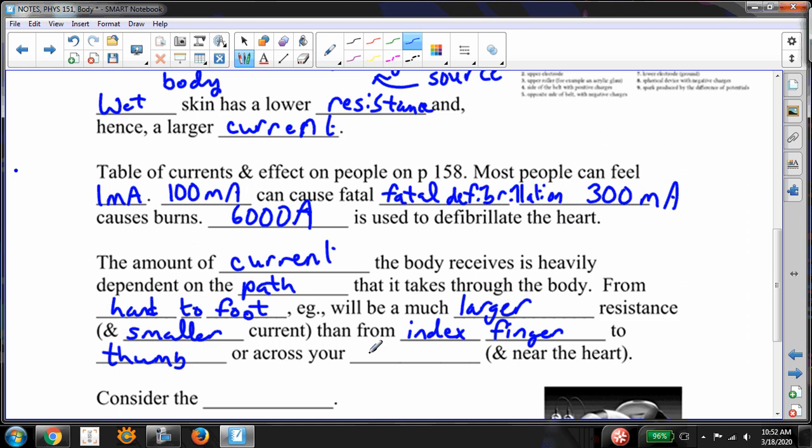Or across your chest. Because remember, resistance is equal to rho L over A. Now the rho is set for your body. The resistivity of your body is set. This is slightly different depending on the path that you take, whether you're going through a lot of bone or flesh or fluids or whatever. But if I have a longer path, then I get more resistance. Or if I have a smaller cross-sectional area, then I get a bigger resistance.